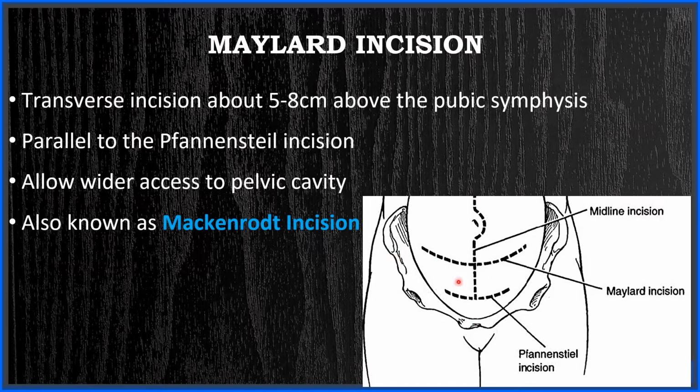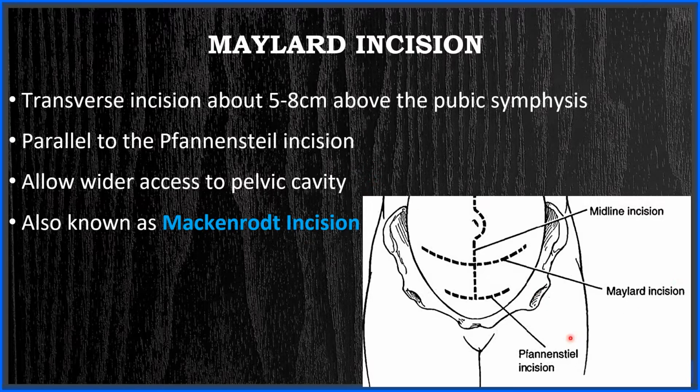Transverse incision that is placed 5 to 8 centimeters above the pubic symphysis, that is parallel to the Pfannenstiel incision. This is also along the Langer's line. So that is the Maylard incision. This allows wider access to the pelvic cavity, and it is also called McInroth's incision. So Maylard incision is also called McInroth's incision.